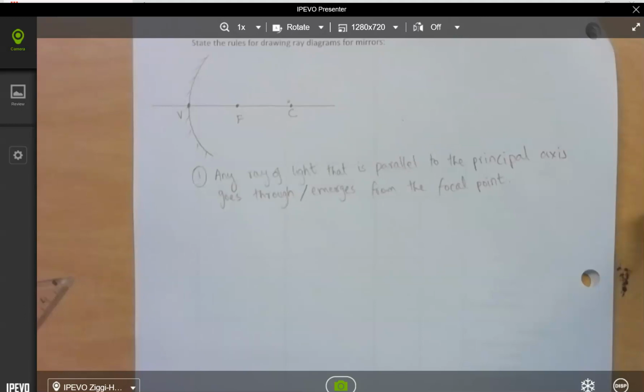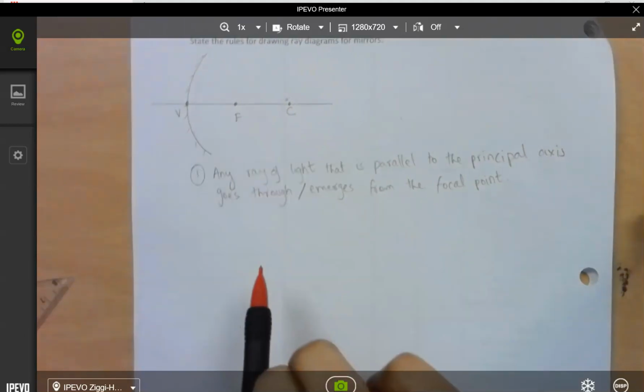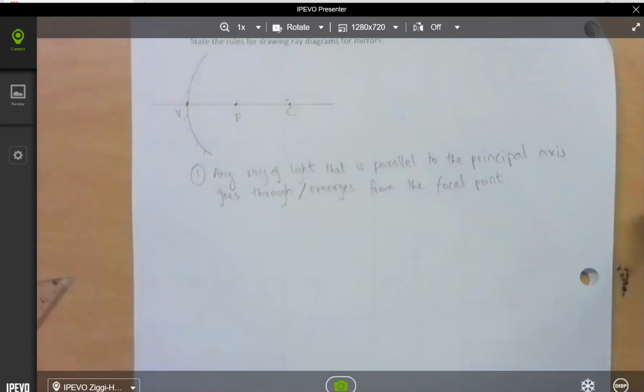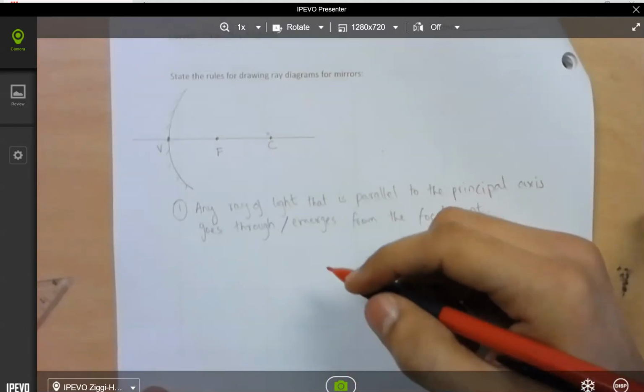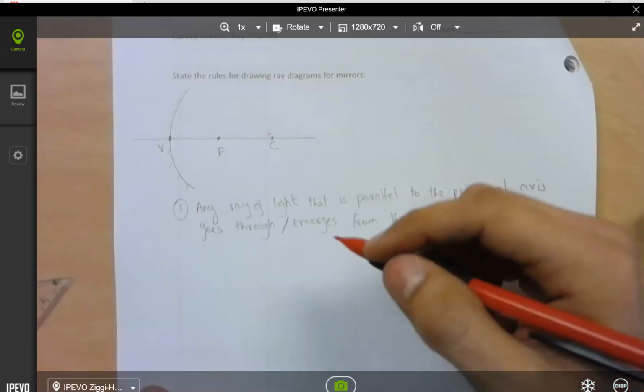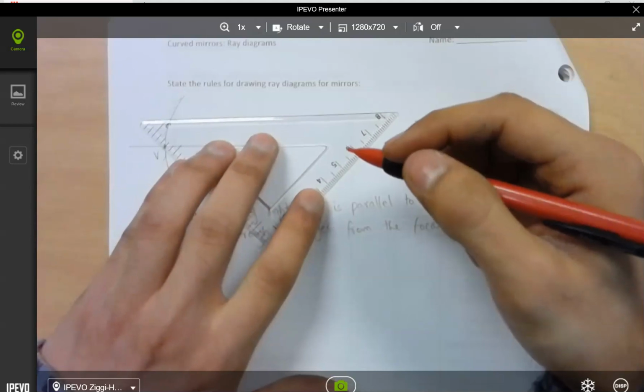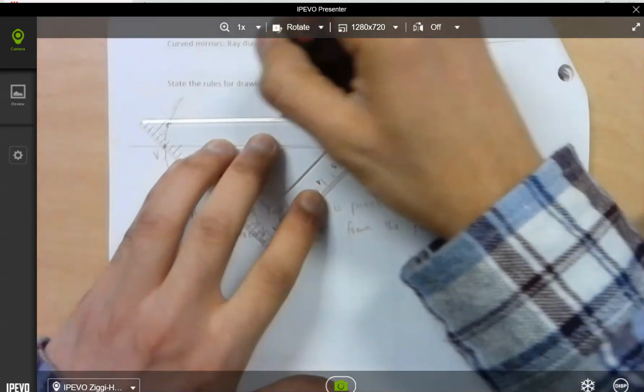from the focal point. All right, so we have drawn a concave mirror with principal axis, center of curvature, vertex, and focal point. So we're now going to use this rule to draw one of our rays. All right, we have a ray that is parallel to the principal axis.